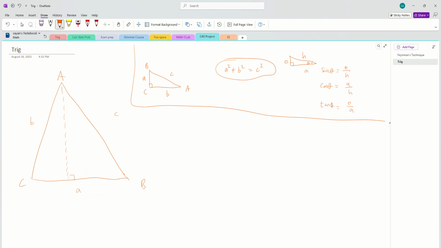Okay? I'm going to label this side over here x, which would make this side over here a minus x, right? Because a is the entire length, and a minus this length x is just going to be the same thing as this length over here. And next I'm going to label the height h. Okay. Now using the Pythagorean theorem, which is the first thing that we went over, we can rewrite c squared as (a minus x) squared plus h squared, right? So that's this triangle over here.